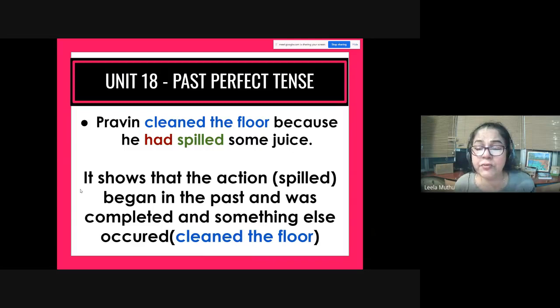Praveen cleaned the floor because he had spilled some juice. Now, looking at this, you know exactly which action happened first. Had spilled the juice, that's the action which happened first. And the next action was that he cleaned the floor. A good job, Praveen. That's what you're supposed to do when you make a mess. So it shows that the action of spilling began in the past and was completed, and something else occurred after that. Clean the floor. Okay, it's very simple.